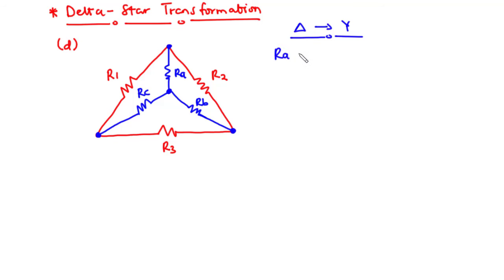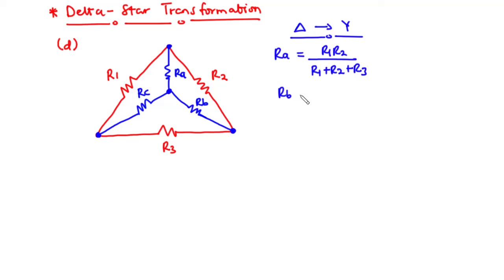So let's start off with RA. To find the value of RA, you are basically going to multiply the two adjacent resistors, that is R1 and then R2. So we have R1 times R2 divided by the sum of the three outer resistors that make up the delta network. So divided by R1 plus R2 plus R3.